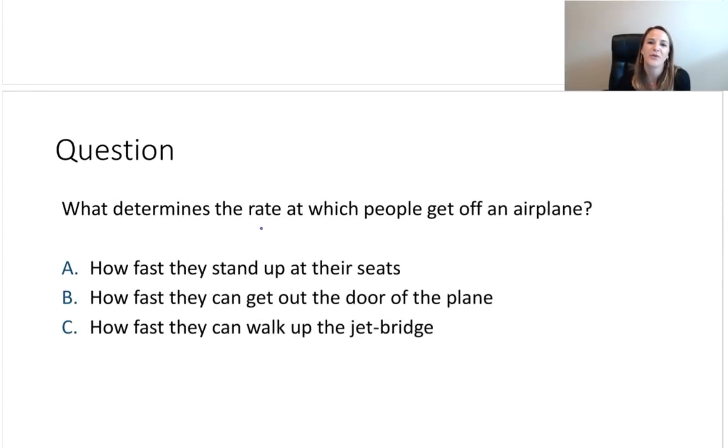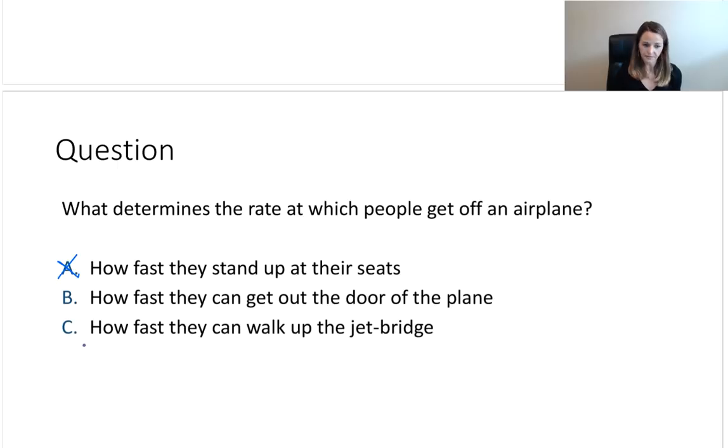Hopefully you're able to come up with an answer, and all I needed you to do is look at these three steps. So which is the slowest step is really what I'm asking about. Like, what determines the rate at which people get off the airplane? What is the slowest step in this process? So is it how fast they stand up? No, people can stand up really quickly. Boom, just stood up, right? That's not going to change the rate. If everybody stands up as soon as the plane lands, you're not going to get off the airplane faster, okay?